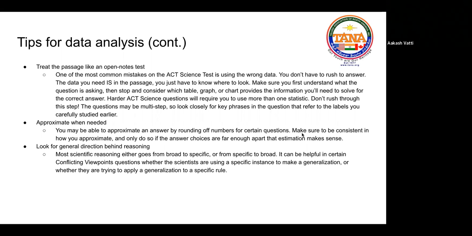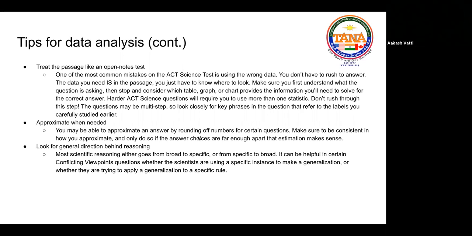Make sure you understand what the question is asking, then stop and consider which table, graph, or chart provides the information you'll need to solve for the correct answer. Harder ACT science questions will require you to use more than one statistic. Don't rush this step. The questions may be multi-step, so look closely for the key phrases in the question that refer to the labels that you looked at before.